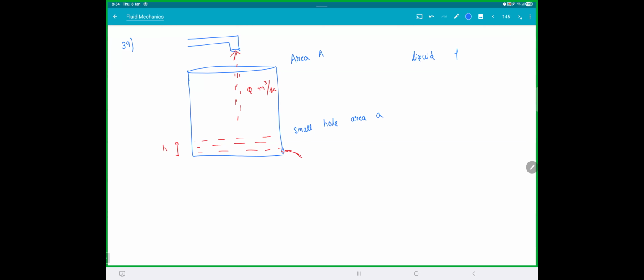So liquid flows out from a tap at a rate of Q meter cube per second into an empty container. So the container is initially empty. Find the height of the liquid as a function of time t. Just get the equation and leave it. The integration is a little messed up. We can do that later on. If you get up to the integration, that is sufficient.